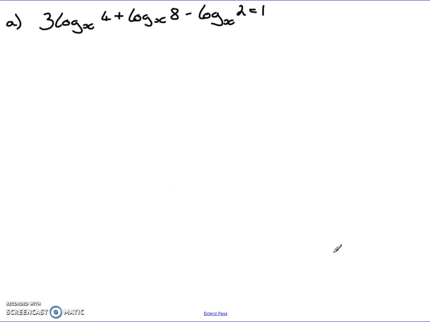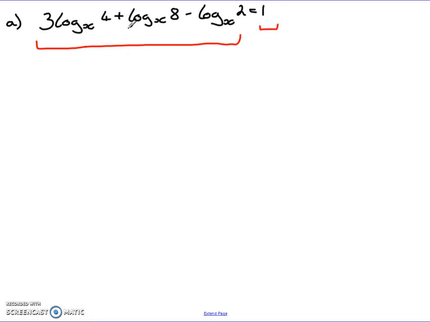So the first question: 3 log to the base x of 4 plus log to the base x of 8 take away log to the base x of 2 equals 1. Now, when we're solving equations like this that involve logarithms and exponentials, remember we want to take both sides, combine them into one, and then solve it from there. The right hand side is not an issue, it's just the number 1, we can leave that alone. We want to look at this side.